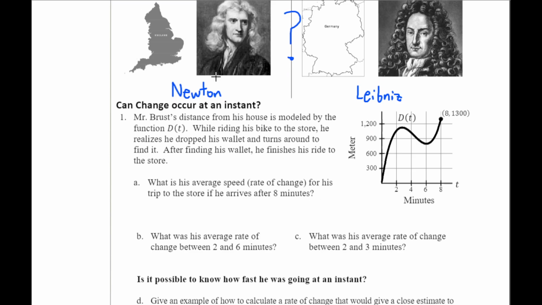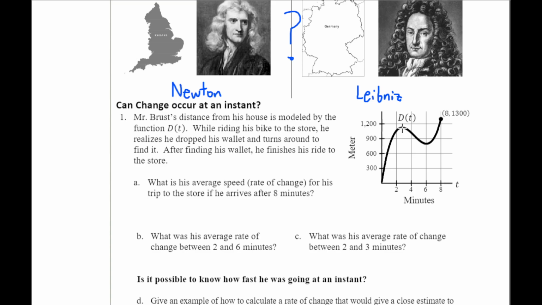Mr. Brust's distance from his house is modeled by the function d of t. While riding his bike to the store, he realizes he dropped his wallet and turns around to find it. After finding his wallet, he finishes his ride to the store. So to understand this graph, if you're tracing my cursor, I'm going to reread the parts of the problem. While he's riding his bike to the store, you see right here is riding his bike to the store.